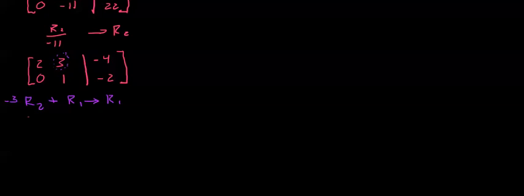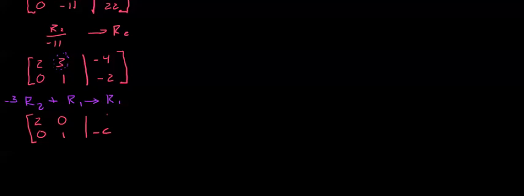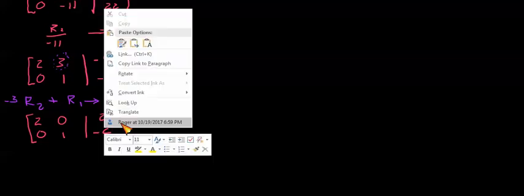So this stays the same. Negative 3 times 0 plus 2 is 2, no change. Negative 3 times 1 is negative 3, plus 3 is 0, awesome. Negative 3 times negative 2 is 6, added to negative 4 is 2. That is the worst looking 2.